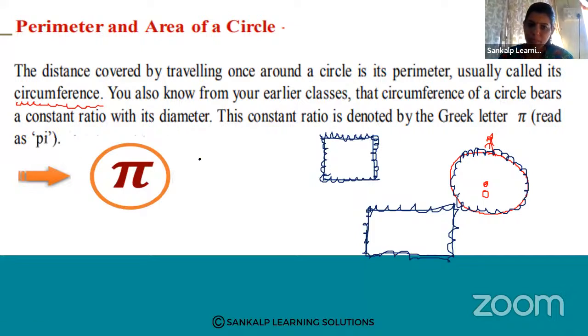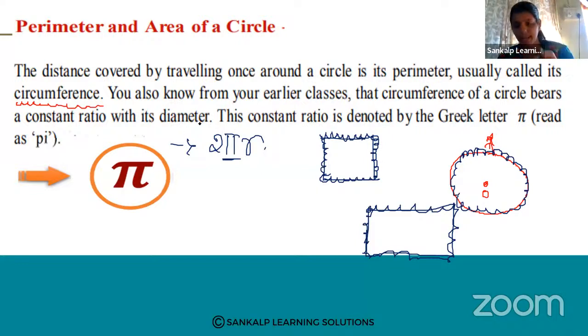So if we want the perimeter, what do we use? Formula 2 pi r. So this pi is a Greek letter. Next, what do you mean by area? This is area, perimeter and area of a circle. So perimeter is 2 pi r.